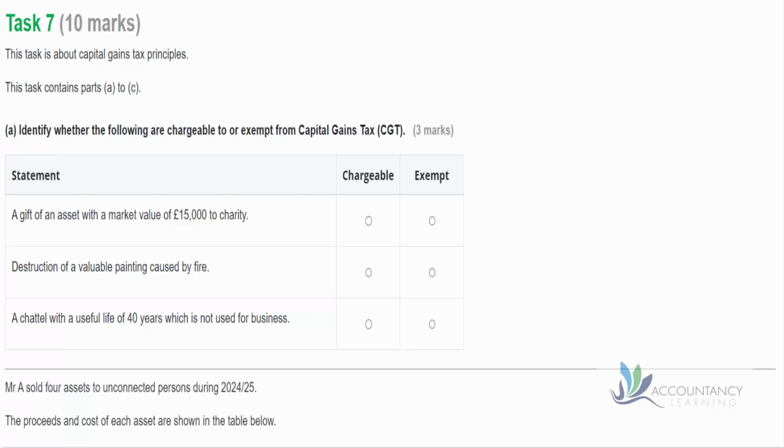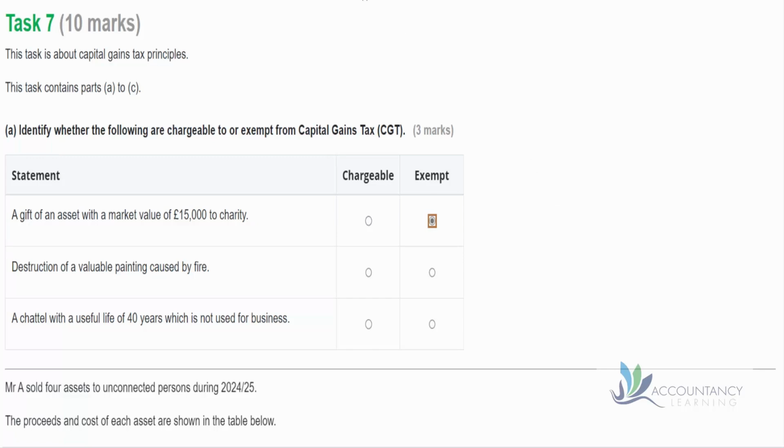So the first one, we have a gift of an asset with a market value of $15,000 to charity. And the key issue here is that it's to a charity, so gifts to charities are exempt from capital gains tax. Second, we have the destruction of a valuable painting caused by fire.